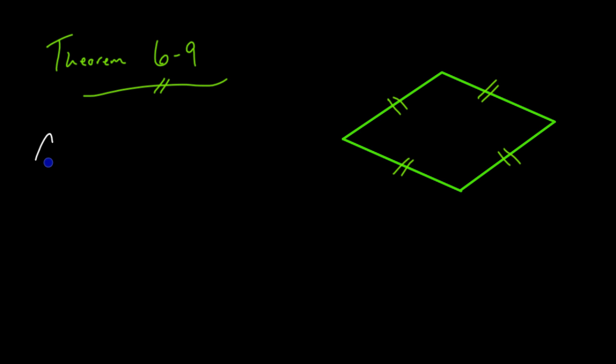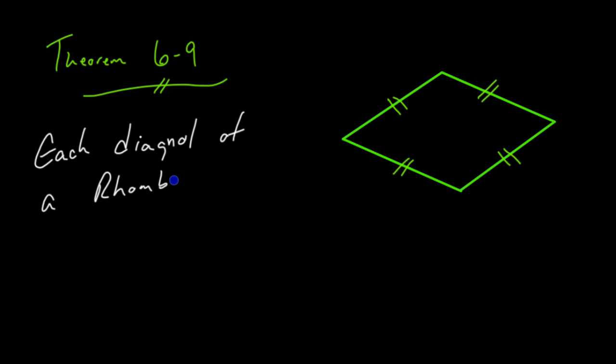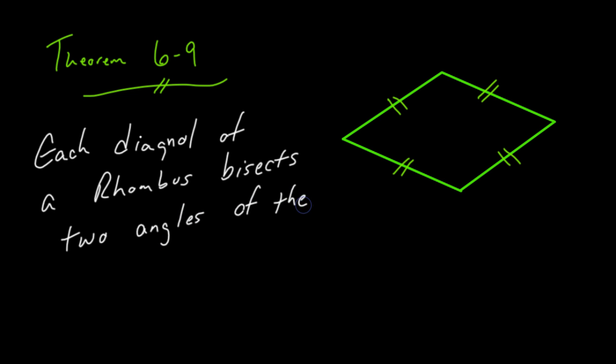The first one's theorem 6-9, and it deals with rhombuses. Each diagonal of a rhombus, and remember diagonals are just things that connect two opposite vertices, these diagonals bisect two angles of the rhombus. So each diagonal bisects the angle that it really comes from.